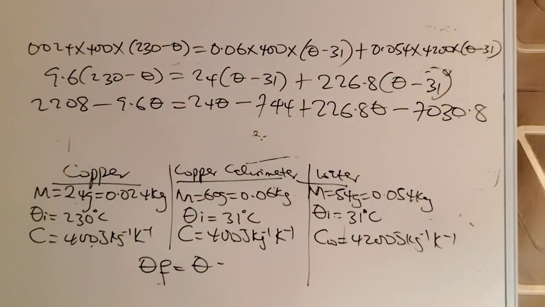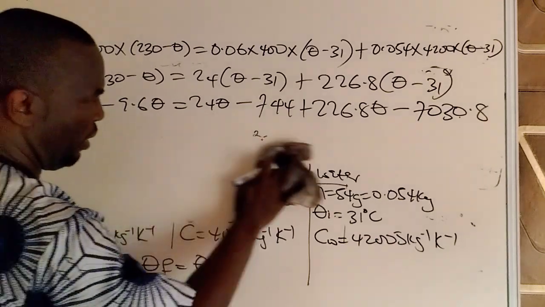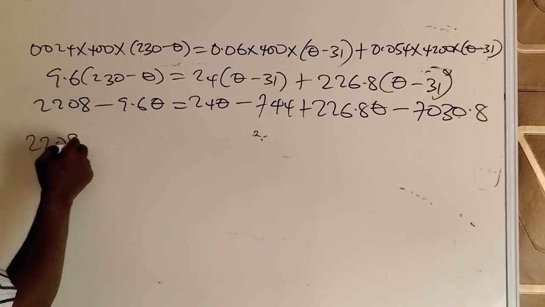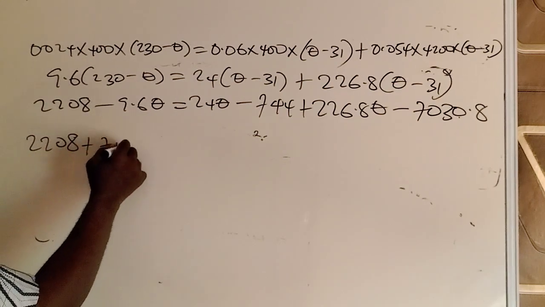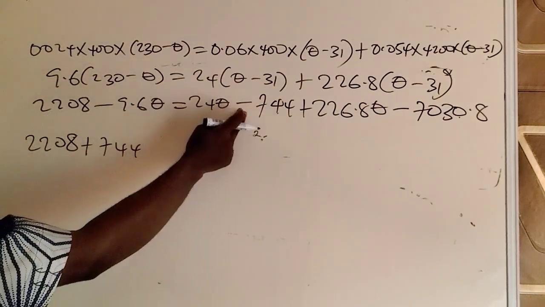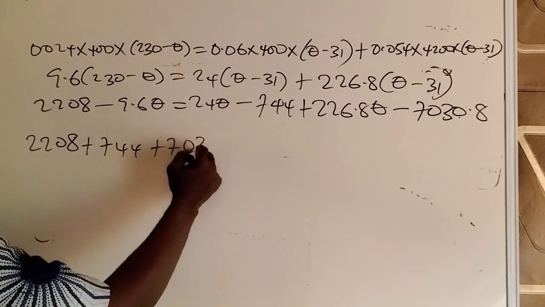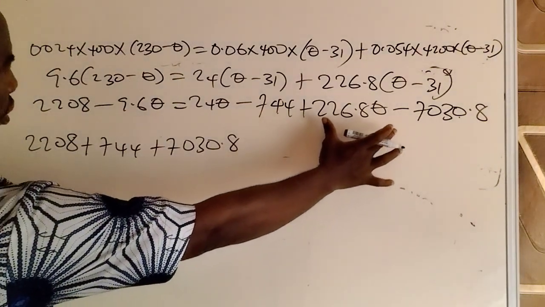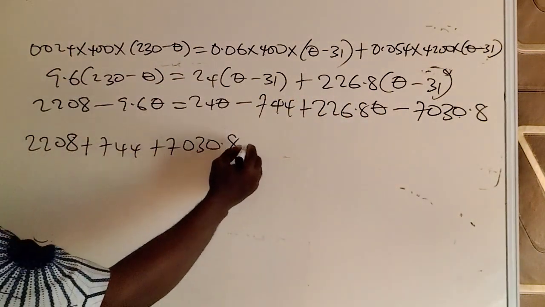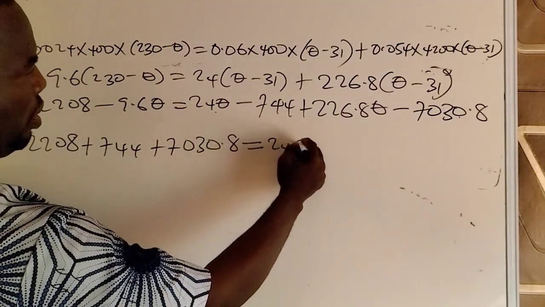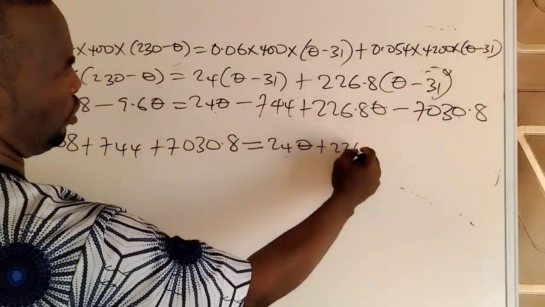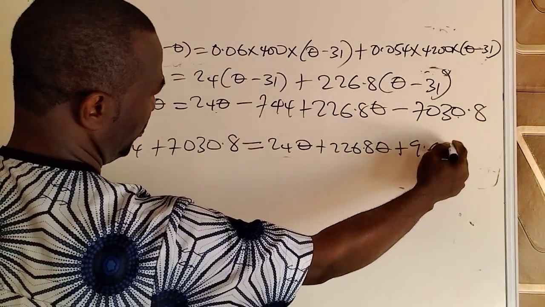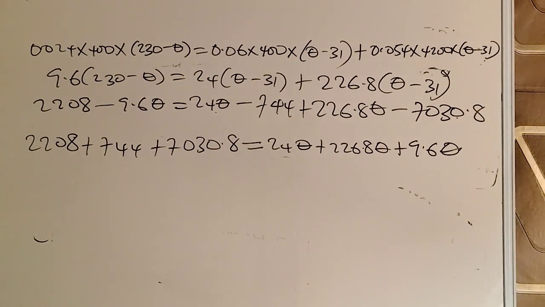We'll now collect our like terms and solve for theta, the final temperature. So we'll now have 2208, which is this, plus 744, this one crossing over, the positive sign becomes plus, then plus 7030.8, this one crossing over also becomes plus. So all the terms that are not carrying theta move to the left hand side, those carrying theta move to the right hand side: 24 theta plus 226.8 theta, then this one going over, minus becomes plus 9.6 theta. So we'll add the left hand side.